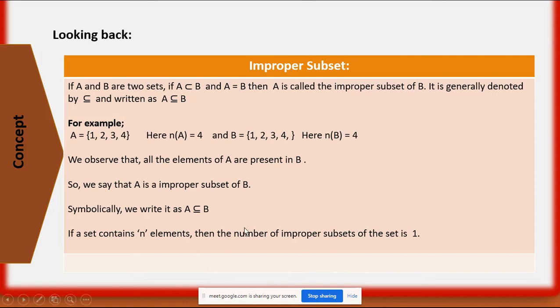Any problem? Do you have any problem, dear students? If yes, you can mention it in the chat box. I will respond to your query. Okay, improper subset and proper subset are also discussed.